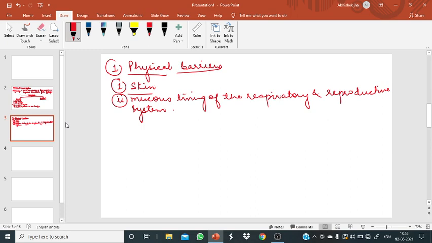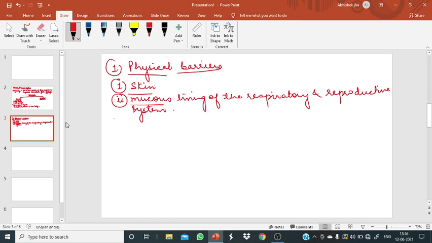So, the mucous glands present in these systems secrete mucus that helps to trap the pathogen and kill the pathogen as soon as possible. So, mucus secreted in the respiratory system and reproductive system is another kind of physical barrier.